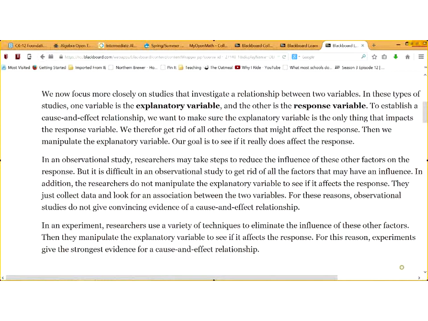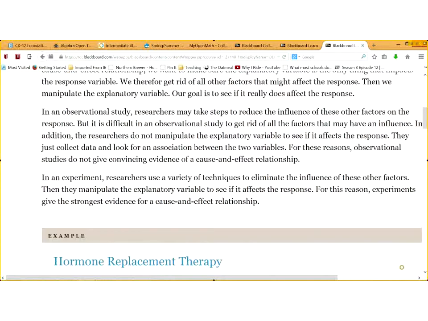As it says, to establish cause and effect, we want to make sure the explanatory variable is the only thing that impacts the response variable. We therefore get rid of all other factors that might affect the response. Then we manipulate the explanatory variable. Our goal is to see if it really does affect the response. But the key thing here is that in an observational study, there are other things that might be different because the researcher didn't decide who has each value of the explanatory variable. But in an experiment, by doing it randomly, that should eliminate differences between the 2 groups.